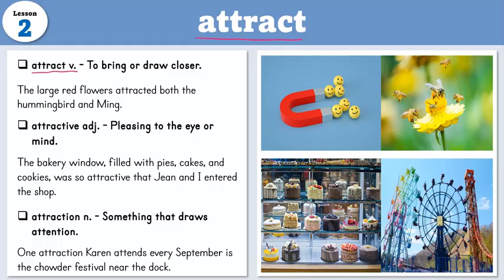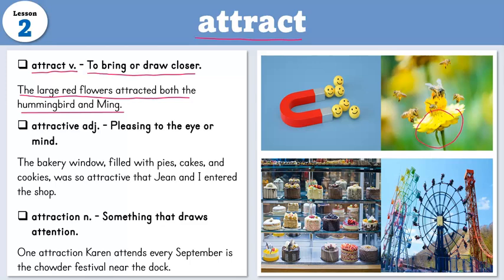The first way is as a verb. It means to bring or draw closer. For example, the large red flowers attracted both the hummingbird and me. So in this sentence, there is a flower like this one.